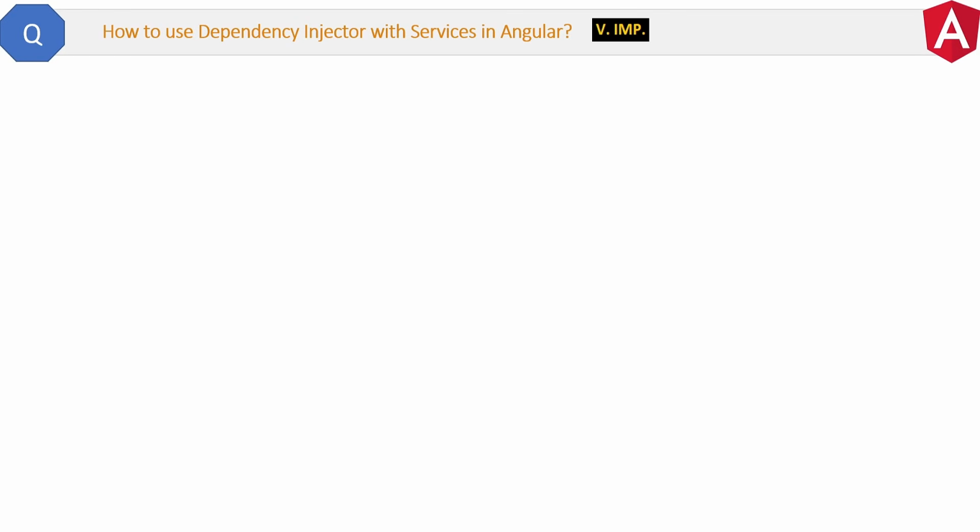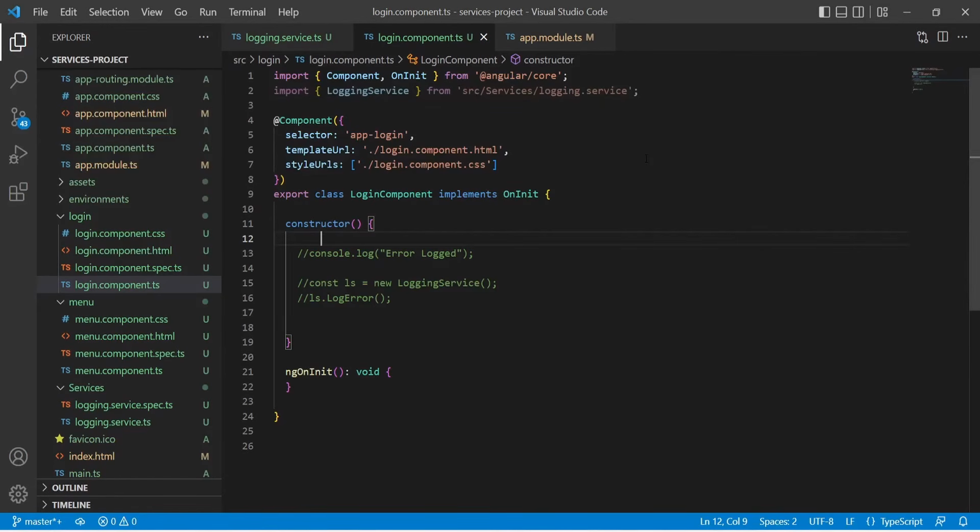How to use dependency injector with services in Angular. In the previous question, we have learned how to create a service and then how to use service in the component by creating the instance of the service. But this is not the most optimal way, as this is not good for unit testing and other things. So let's comment this code. Now let's see how to use dependency injection.